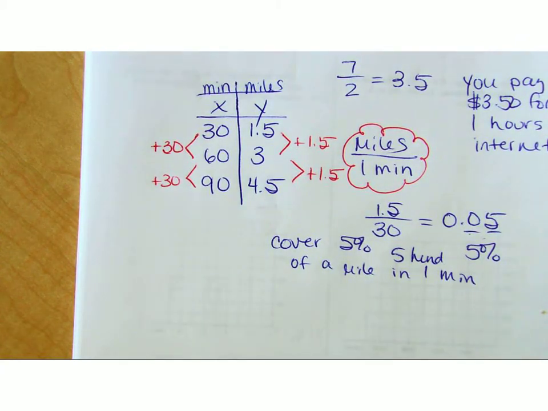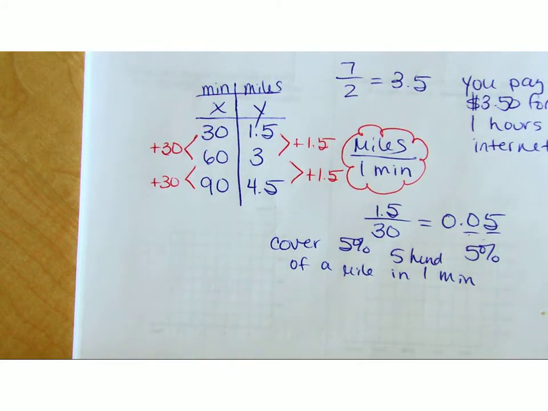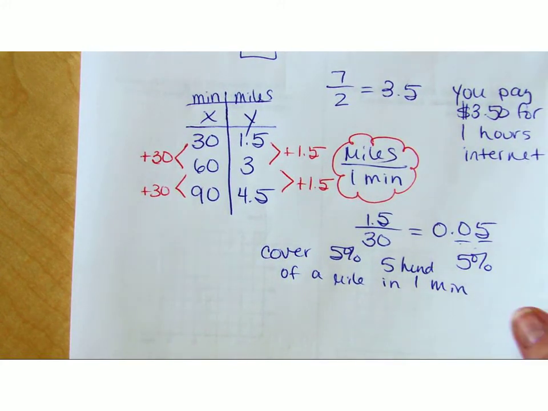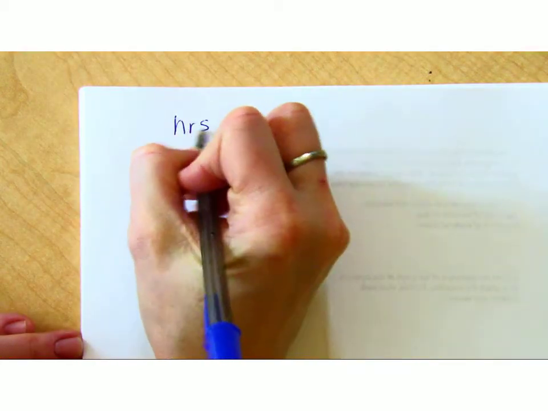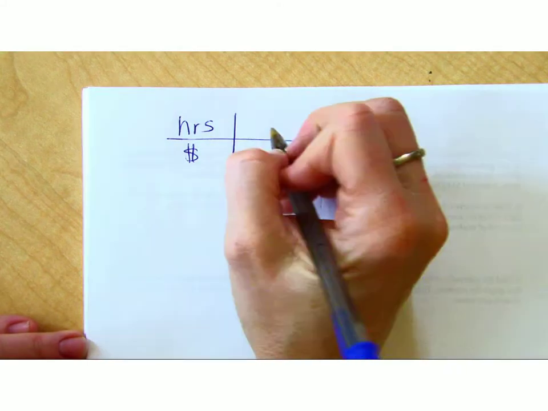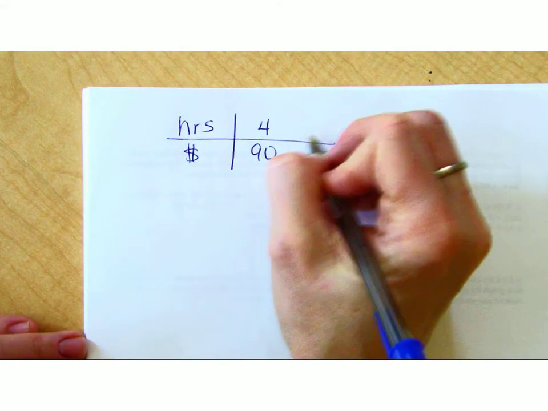So everybody understand that, because I'm going to show you one more type of problem. And this one, you're going to notice right off the bat, something is a little off with it, okay? So let's say, you guys got this written? Okay? Let's do this one. Let's say hours again. Let's say cost. And let's say 4 hours cost 90. Doesn't even matter what this is for.